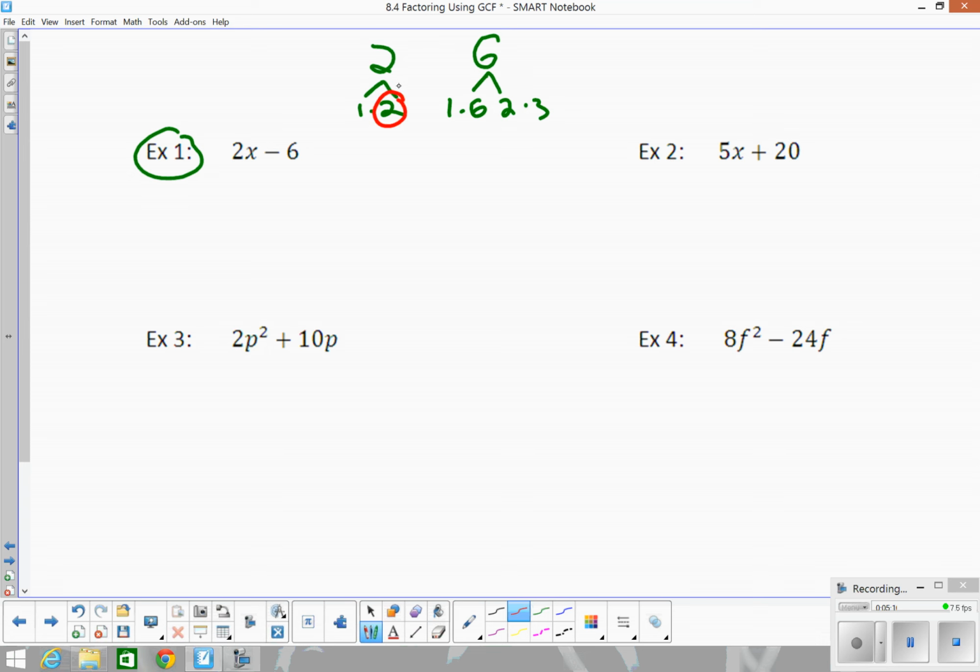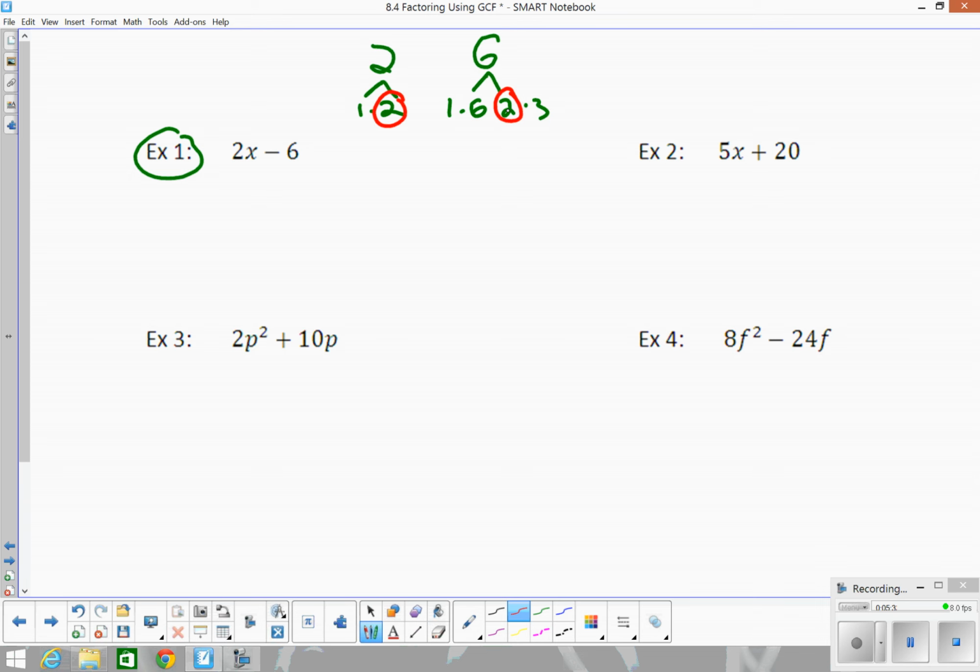It's that 2 right there and that 2 right there. Okay, so I know that I could pull out a 2 from this expression. So what does that mean? Essentially, I'm going to show you my way of ending up with my parentheses, and then we could talk about a separate way.